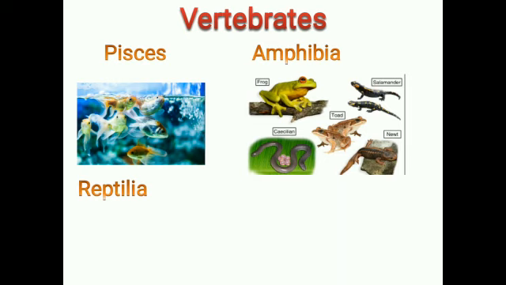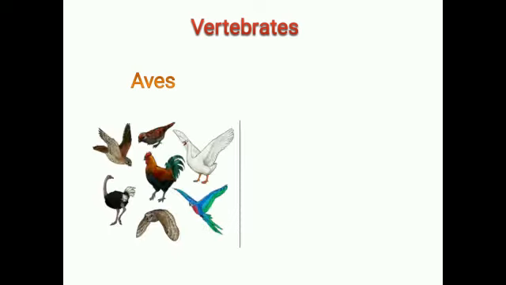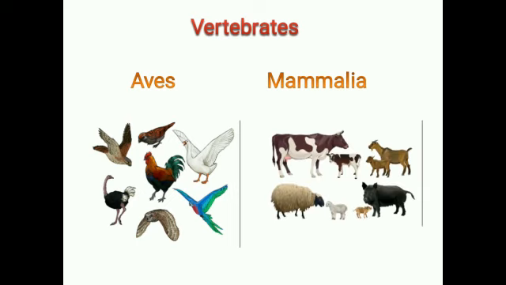The third is class Reptilia. They live on land and they have dry and scaly skin. The fourth one is class Aves. This class includes birds. Now class Mammalia. Mammals are the most advanced animals and they include man as well as many wild and domestic animals.